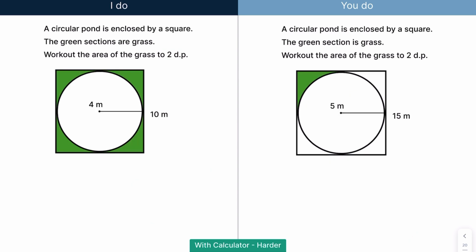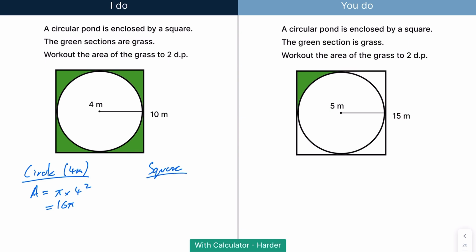So moving on, a slightly different question now. So we have a circular pond enclosed by a square. The green sections are grass. Work out the area of the grass. So now to find the area of the grass, it's a similar approach. So we're going to find the area of the circle first. So circle, which is 4 meters in radius. So that is going to be area is pi r squared, which is 16 pi.